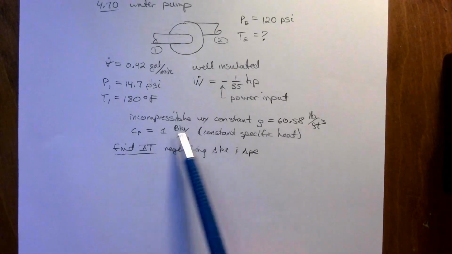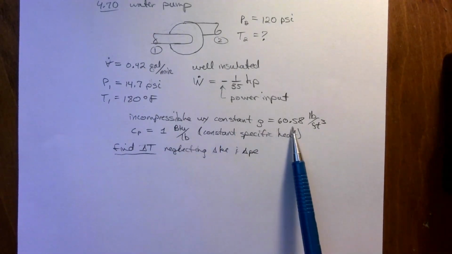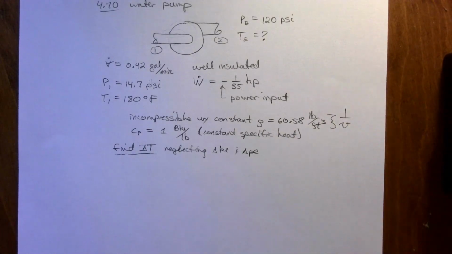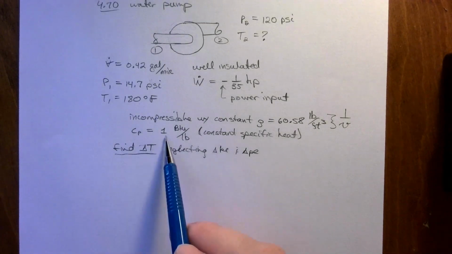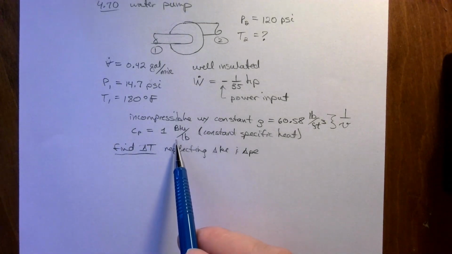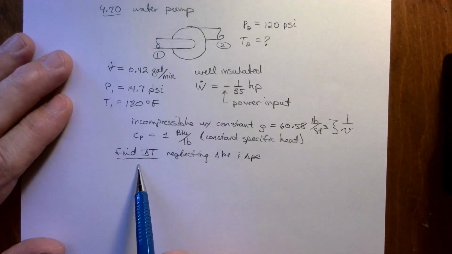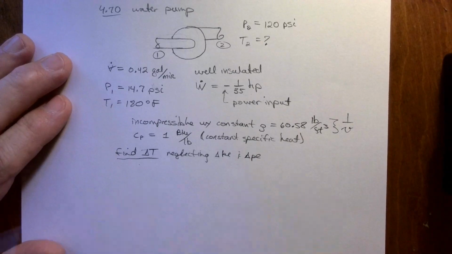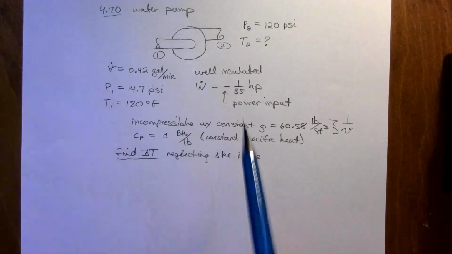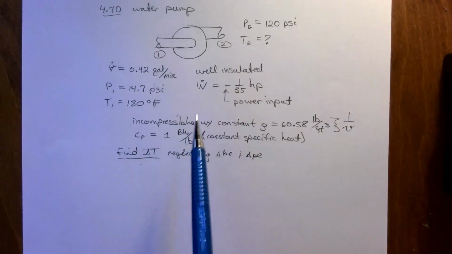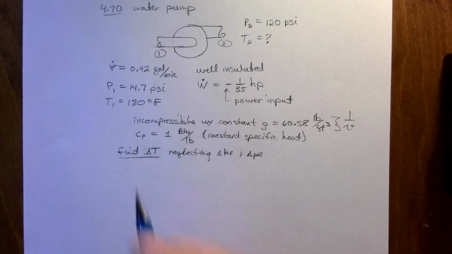They tell us to assume it's incompressible with a constant density specified. Remember that this density is 1 over the specific volume, so we can calculate the specific volume from that given information. And we can also assume a constant specific heat. The specific heat is 1 BTU per pound mass. And so the question is to find delta T when we're neglecting kinetic and potential energy in this. Conservation of mass is going to be a single stream, m dot in equals m dot out. The temperature variation is going to show up in the energy balance.